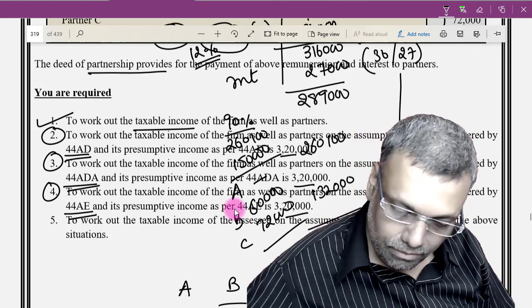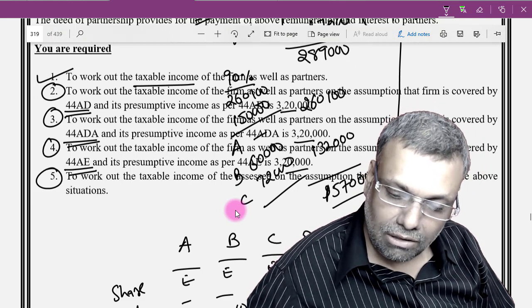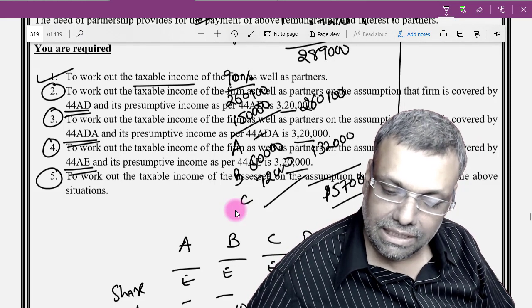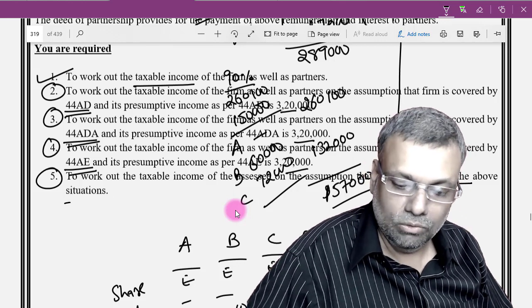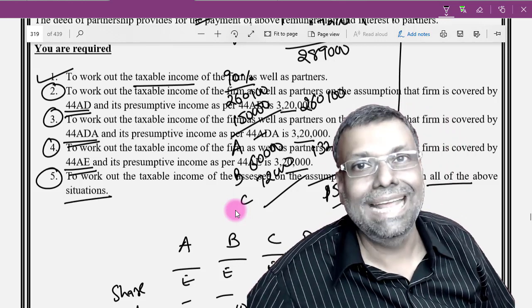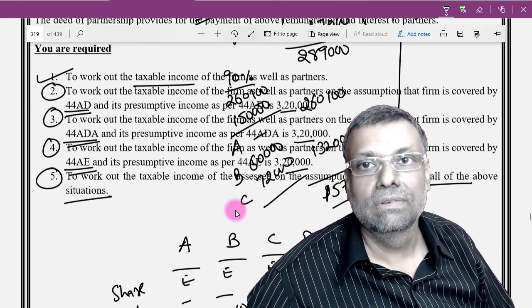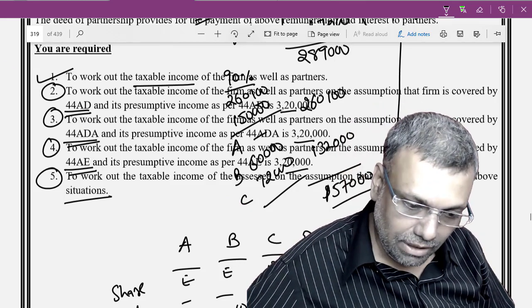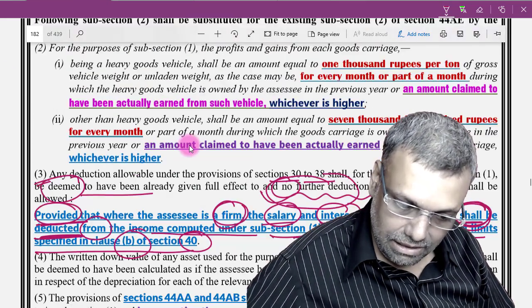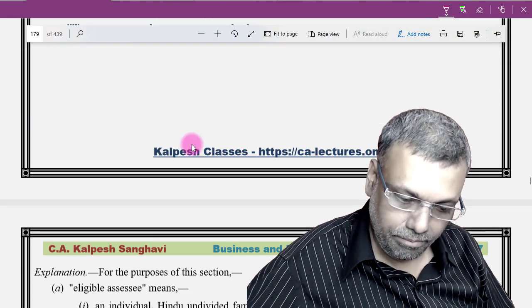Now, come to point number 5. Point number 5 is to work out the taxable income of the assessee on the assumption that it is an LLP in all of the above situations. So if it is an LLP, then what is the difference in terms of understanding and computation? Now when it comes to the LLP, I want to show you the 44AD provision first of all.